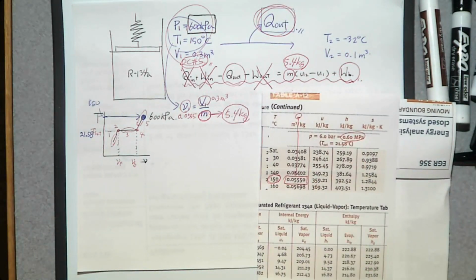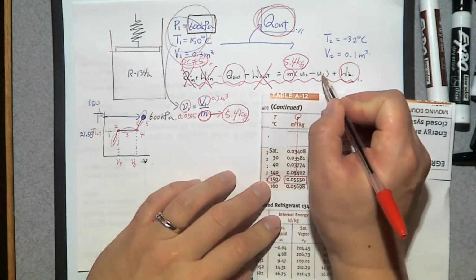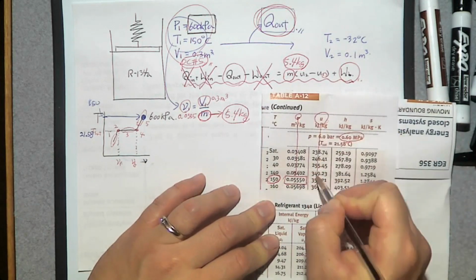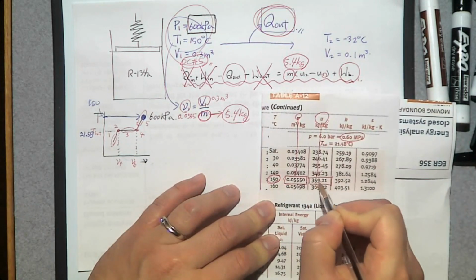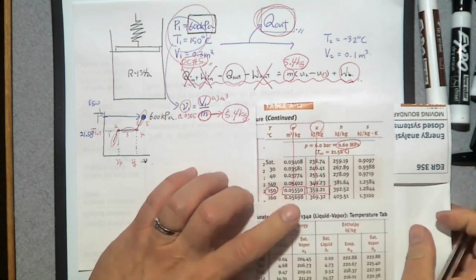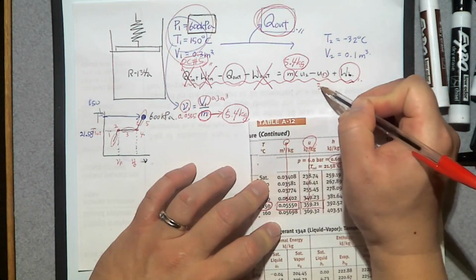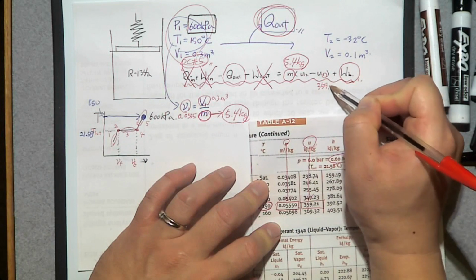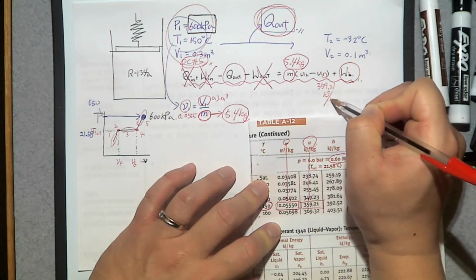We also need U1. So where is U in our system? Right here. The value we are looking for, this U, is going to be this one, 359.21. So at the initial state, U is 359.21. I'm going to write this one here: 359.21 kilojoule per kilogram.